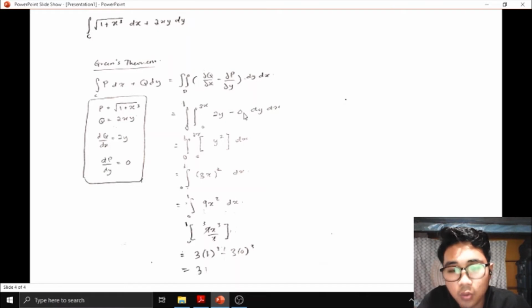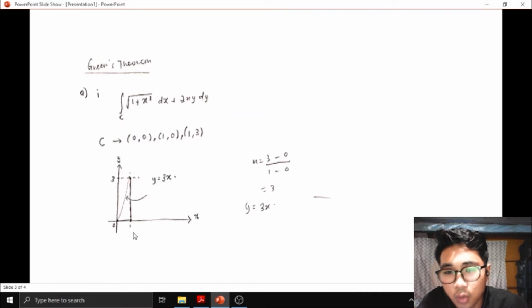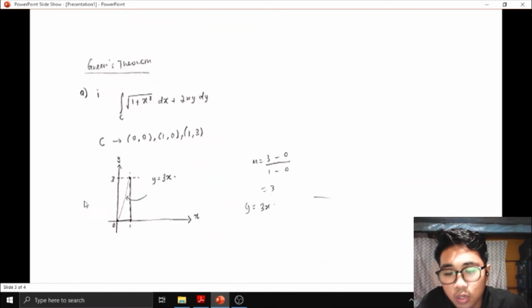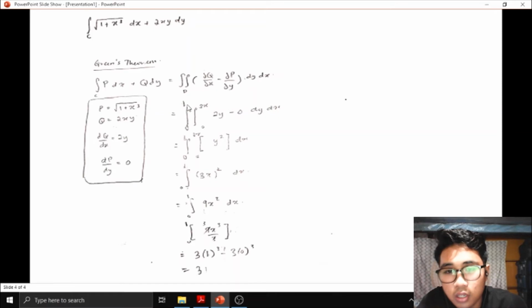But for the limits, we need to look at the graph. Since I use dy dx, we need to look at y first. Okay, let's get back to the graph. The limit of y is from 0 to y equals 3x, so we put 0 to 3x. And for x, we move from left to right, which is from 0 to 1.